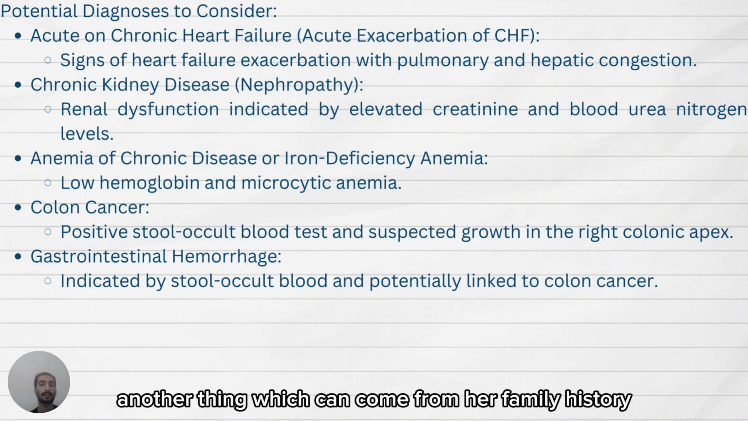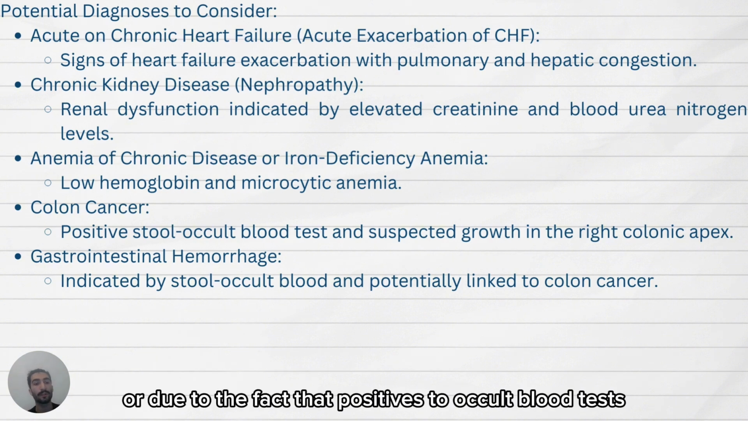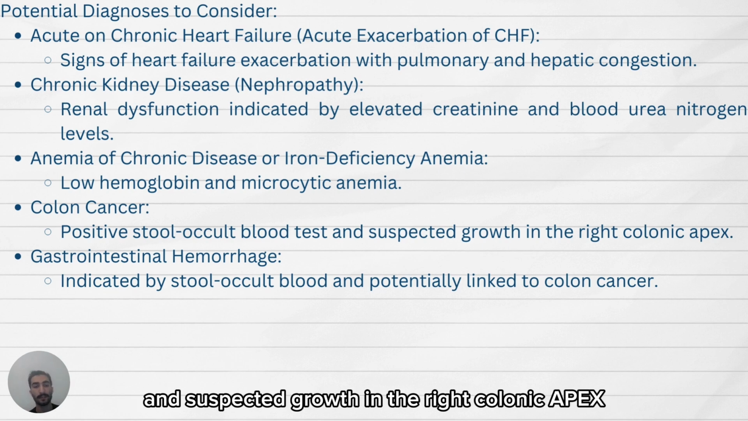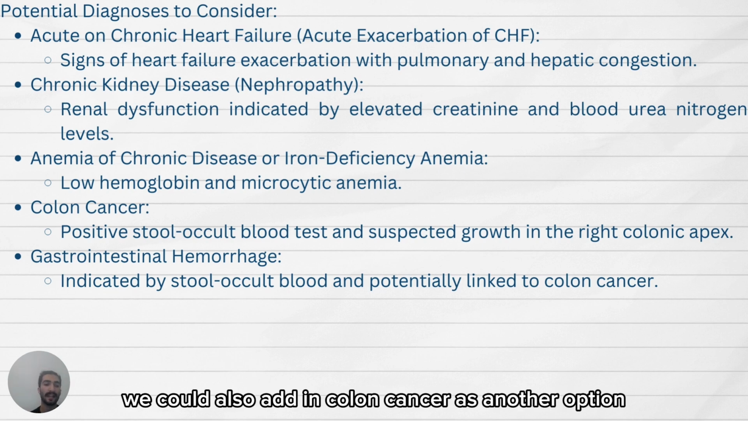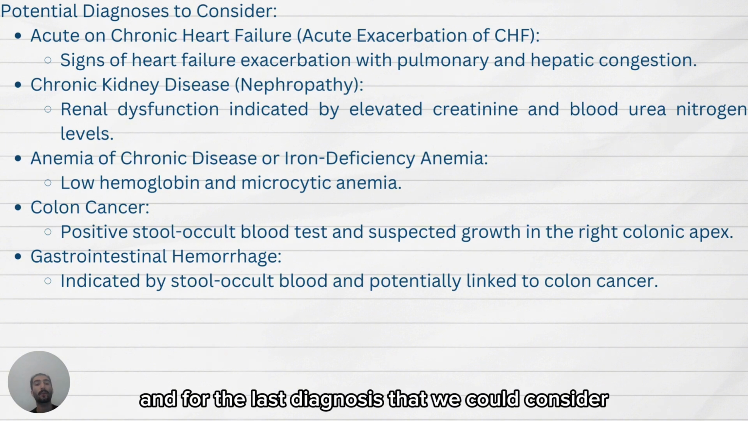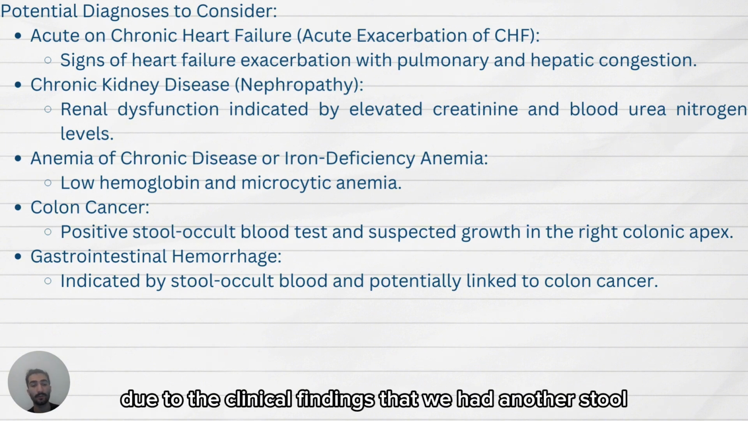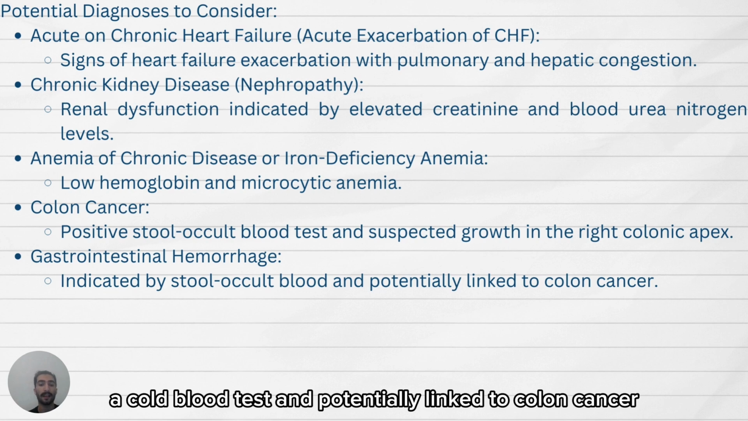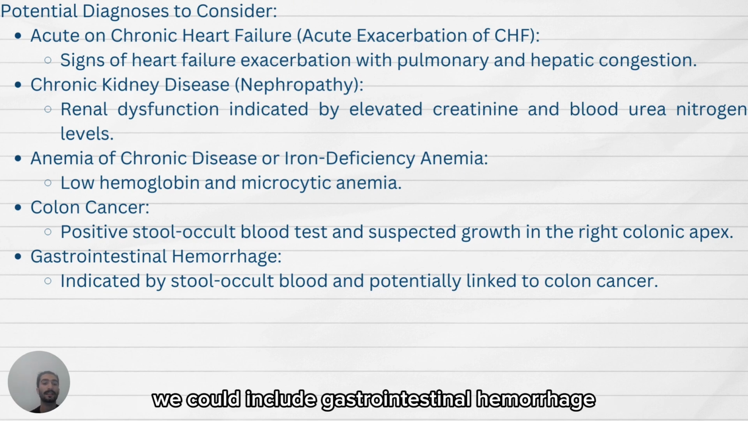Another thing, which can come from her family history or due to the positive stool occult blood tests and suspected growth in the right colonic apex, we could also add in colon cancer as another option. And for the last diagnosis that we could consider due to the clinical findings that we had, another stool occult blood test potentially linked to colon cancer, we could include gastrointestinal hemorrhage.